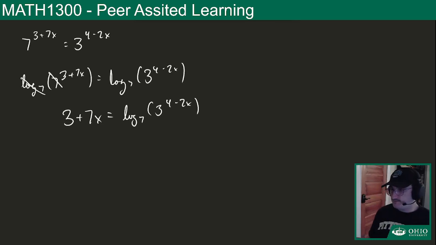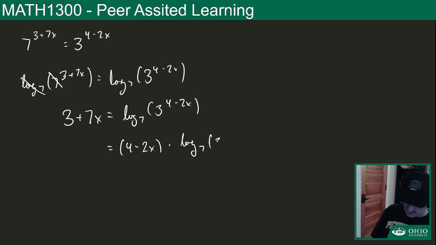Now, I'm going to take advantage of the power rule, and I'm going to move the expression in that exponent down in front of the logarithm. So on the right-hand side, I'm going to get 4 minus 2x times the logarithm base 7 of 3.